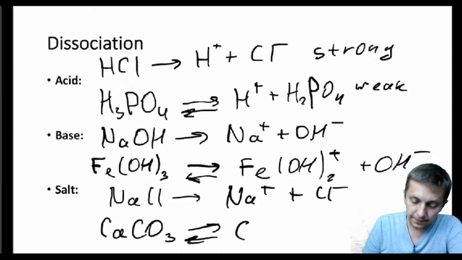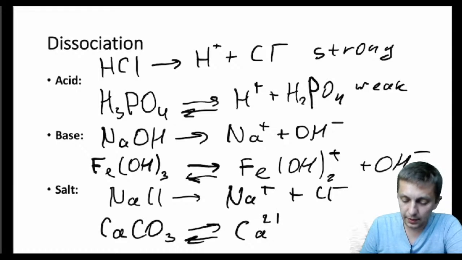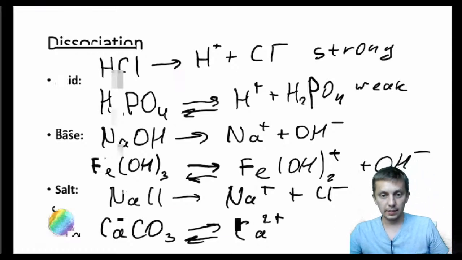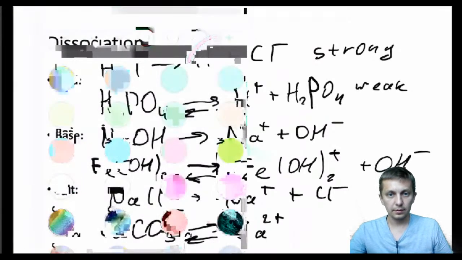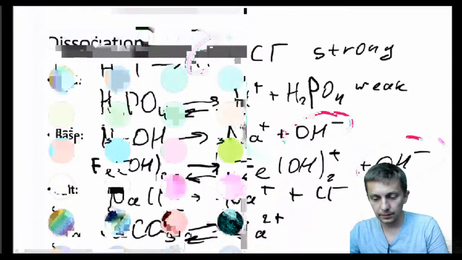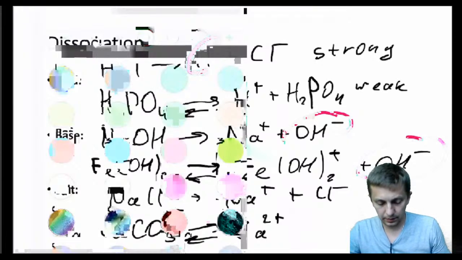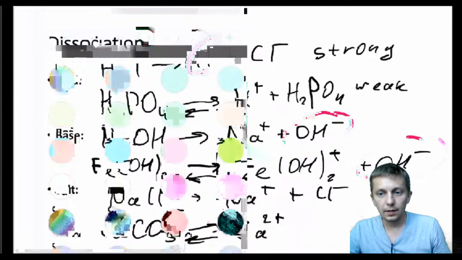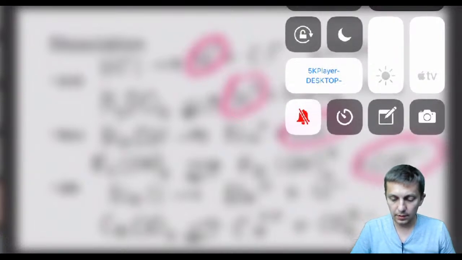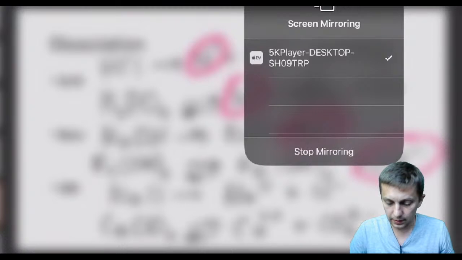So if we generalize, acids produce H+, bases produce OH-, and salts, one moment, and salt, each particles which conduct electricity and split into fragments and dissociate.